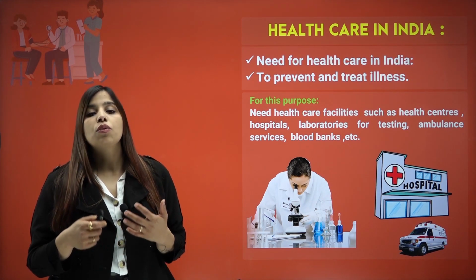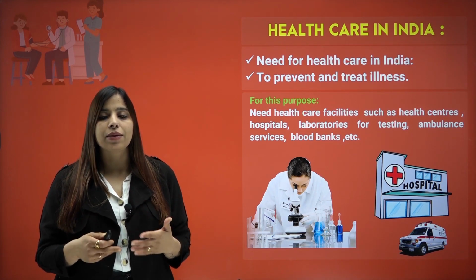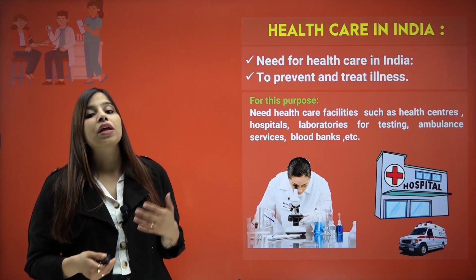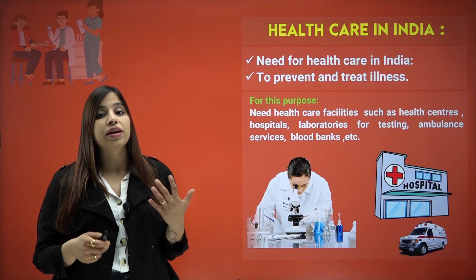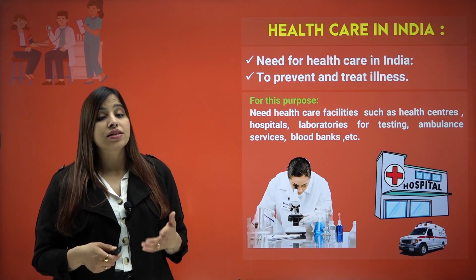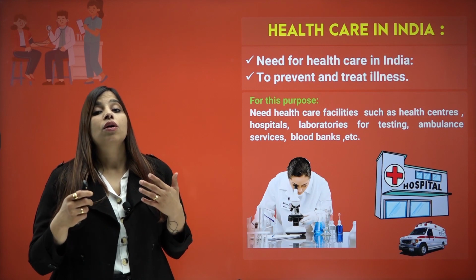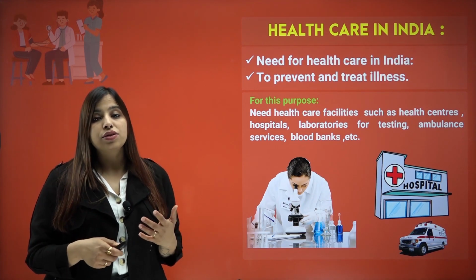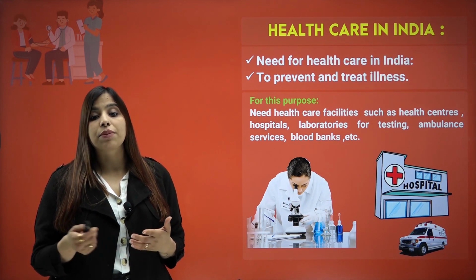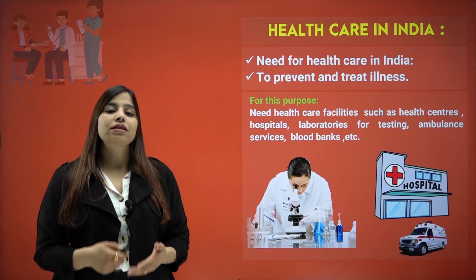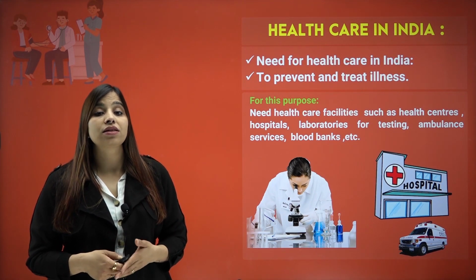Then if you want to detect any particular type of disease which you are suffering from, you need laboratories where you can go and get yourself tested. If there is an emergency and you do not have any vehicle to commute, in that case you need ambulance services, and at times we need blood banks also.